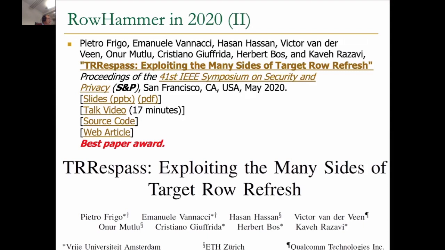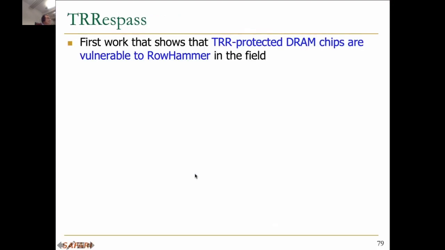This is actually the TRRespass work. It was published in Security and Privacy this year. And this is the first work that shows that TRR protected DRAM chips are vulnerable to RowHammer in the field. You don't need to know exactly what TRR is. This is some mitigation mechanism that's internal to the DRAM chips.